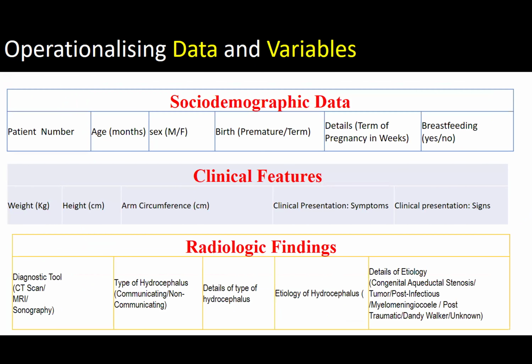So the unit of measurement of the data should be very clear. You identify the patient, the age, you say age in months, sex, male, female, okay? If the birth, premature, term. So these terms have to be defined. The duration of pregnancy in weeks, okay? So it cannot be measured in weeks and months at the same time, because it makes it very difficult to analyze the data when the database is very wide. Breastfeeding, yes, no, and so on and so forth.